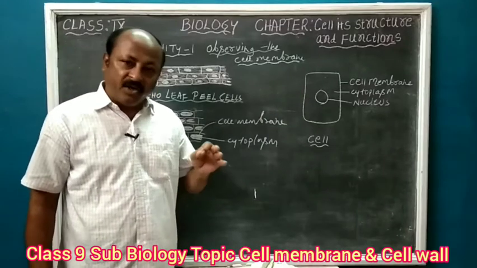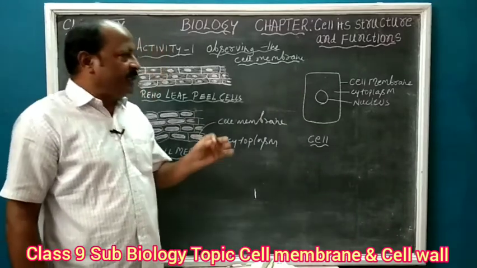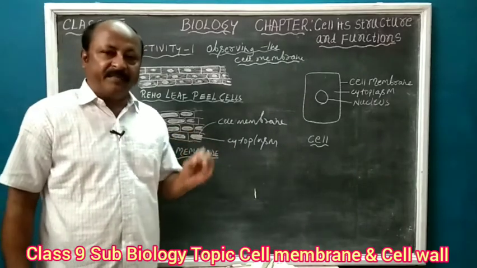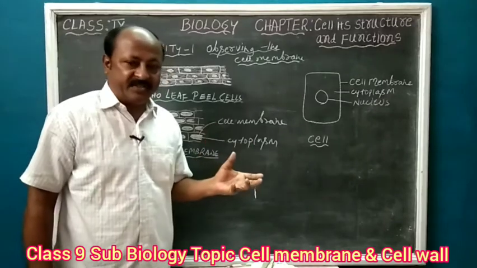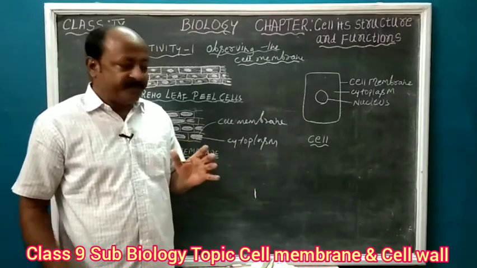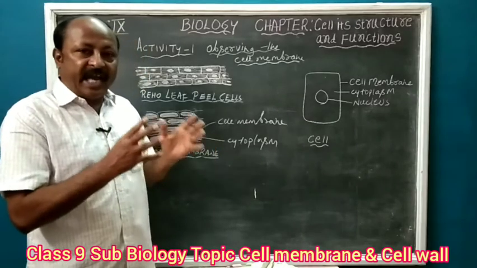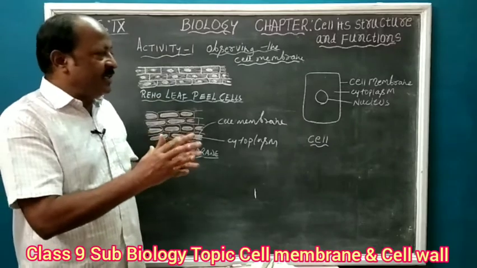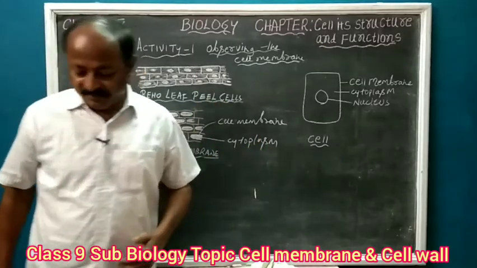So, the cell membrane, also called the plasma membrane, is the outer covering of any cell. It is made up of proteins and lipids. It is selectively permeable. It maintains the balance of the cell. So, it is the main layer which protects the cytoplasm and the cell from the external environment.